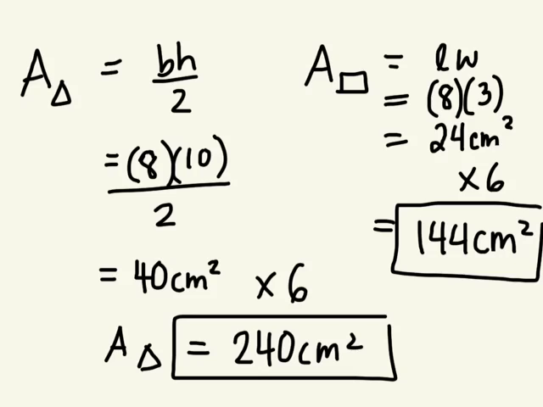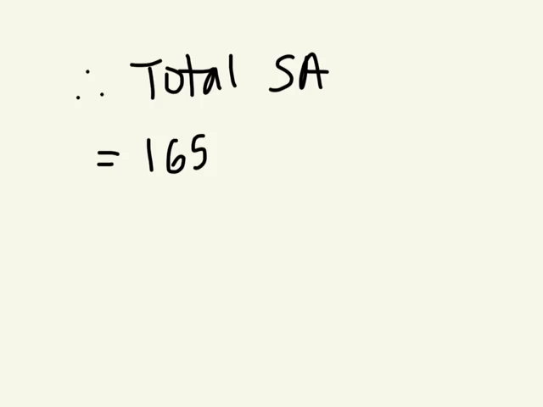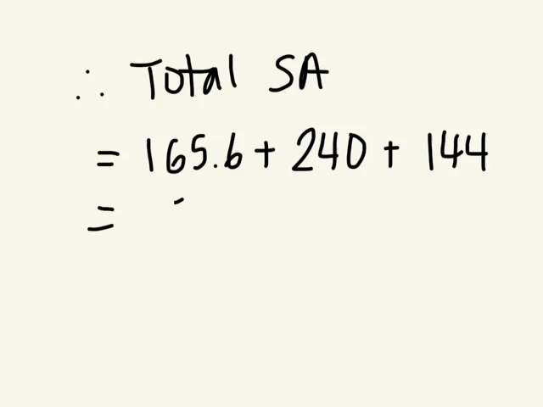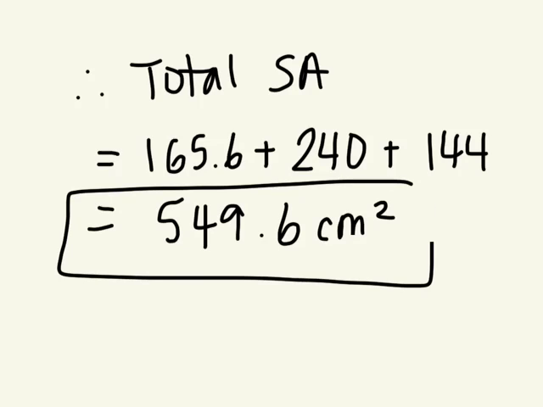Can you find the total surface area? Okay, how'd you get that? So what was the hexagon again? The 6 triangles were, and the 6 rectangles. Good. What was the total again? 549.6. Good. Oops, 0.6 centimeters squared. Therefore, the total surface area.